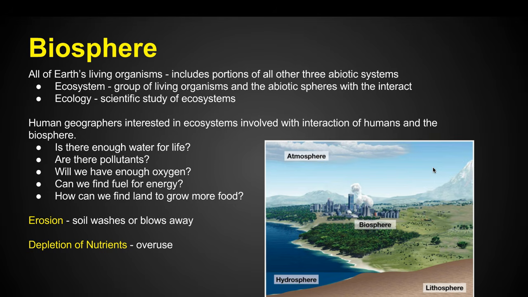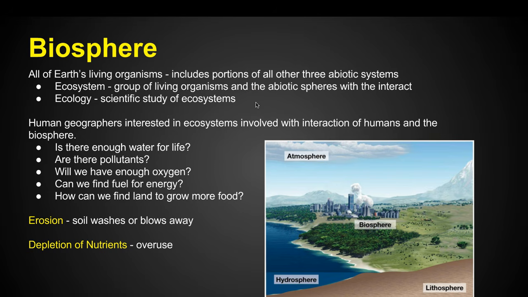The biosphere, all of Earth's living organisms. This is where they live. It includes portions of all other three abiotic systems as well. An ecosystem, this is a group of living organisms, and the abiotic spheres within, interact. Within this area, all of them come together. We've got living organisms, abiotic backdrops, plants, animals, that's the ecosystem.